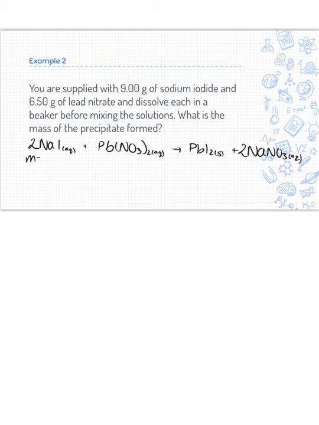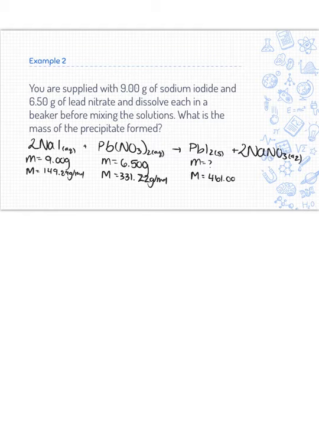Write out the information we have. We are looking for the mass of precipitate formed, so the mass of this is what we're looking for. Find our molar masses: 149.89 grams per mole here, 331.22 grams per mole here, and over here, the molar mass is 461.00 grams per mole. Okay, so unit analysis. We're going to stay organized, so write out who you're calculating the moles of.